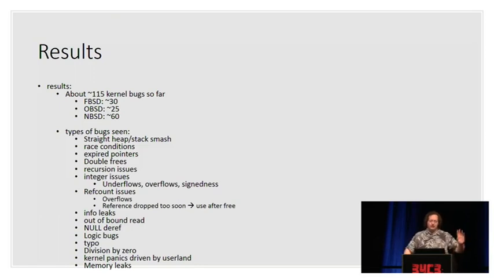30 bugs in FreeBSD, about 25 bugs in OpenBSD, and the lion's share was in NetBSD, about 60 or so. It was a very wide spectrum of bugs, pretty much everything under the sun that you can expect, right? Straight up heap and stack smashes, race conditions, expired pointers, double frees, integer issues, underflows, overflows, signedness bugs, logic bugs. I had a typo somewhere where the wrong variable was used, but it turns out that one existed too, and then you had these weird things where the wrong thing was happening on the wrong structure because of a typo. Division by zero, I had some logic bugs in there. I mean, pretty much anything you can imagine is in there.